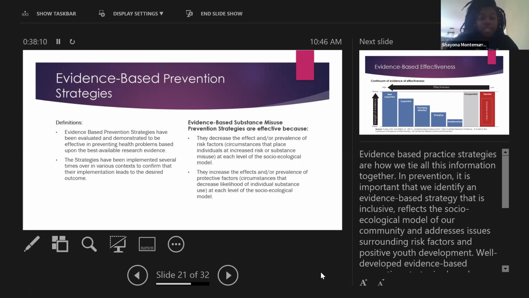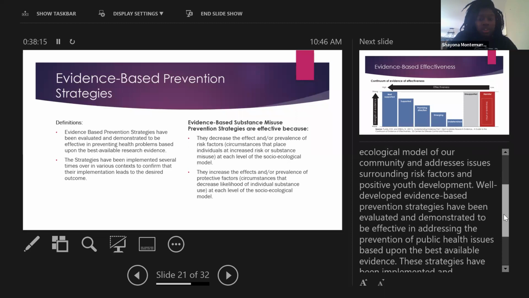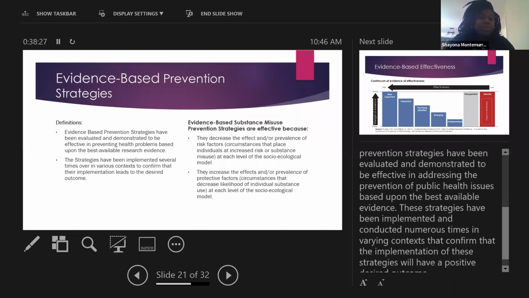So a well-developed evidence-based strategy has been evaluated and demonstrated to be effective in addressing prevention of public health issues based upon the best available evidence. So these strategies have been implemented and conducted numerous times in various contexts that can confirm the implementation of these strategies will have a positive desired effect.